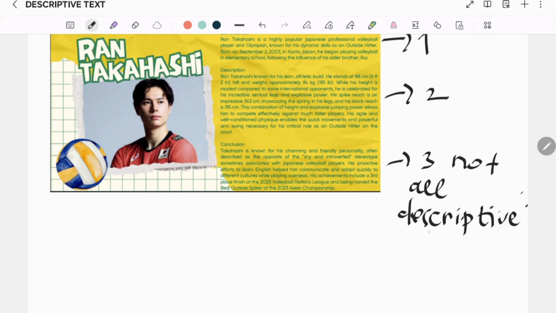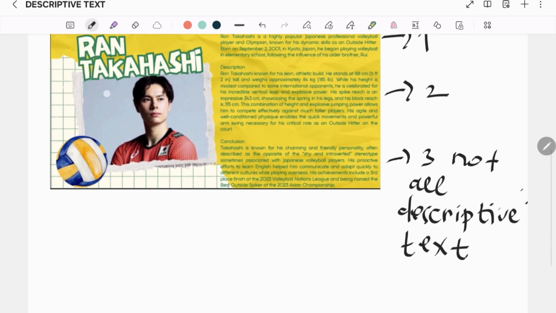Not all descriptive text has a conclusion. This is only optional.